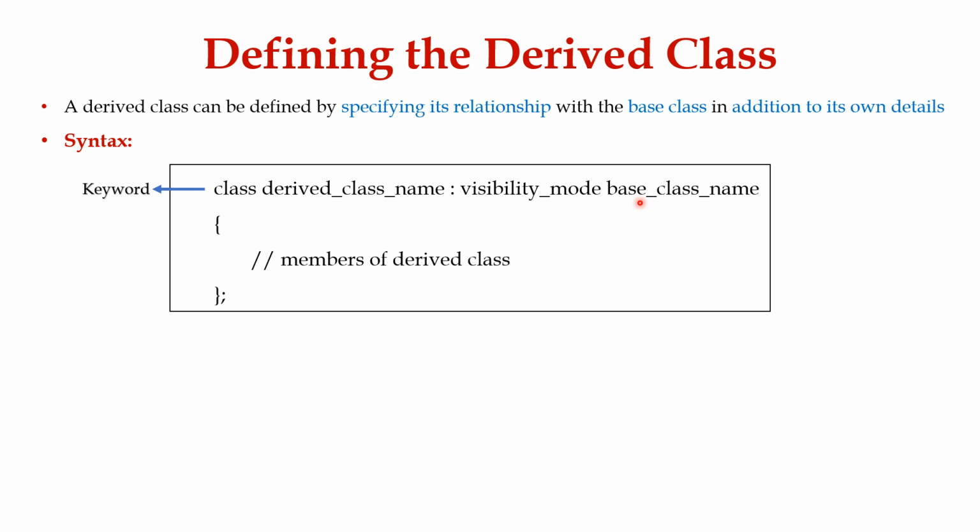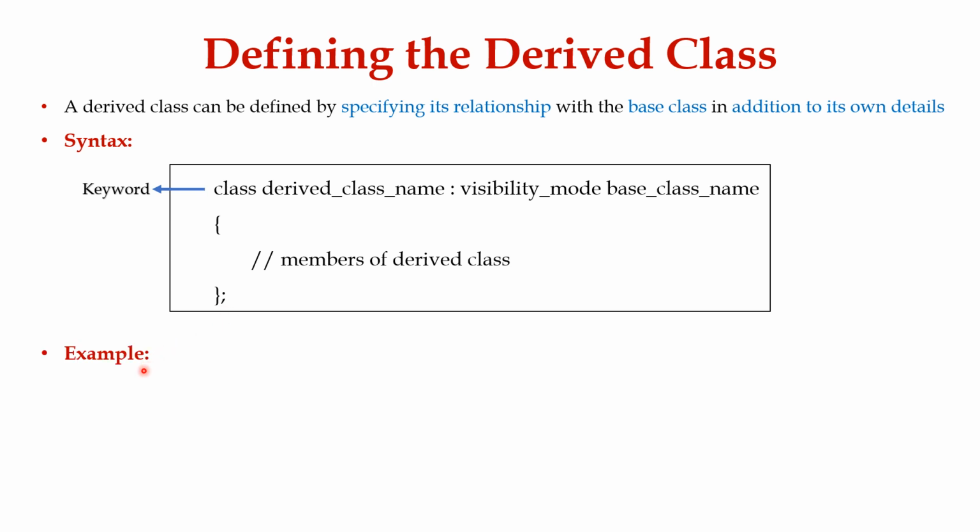Followed by the visibility mode, it is the base class name, which is already existing. We have to give it here. The derived class starts with an open curly parenthesis followed by members of the derived class. It can have its own variables and member functions. The derived class is ended with a closed curly parenthesis followed by a semicolon.